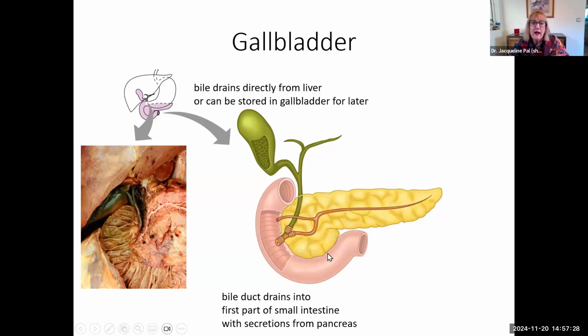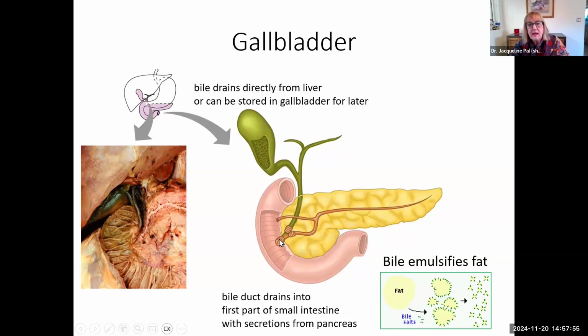And so this is another reason why you needed to know that first portion of the small intestine, the duodenum, because tucked in there, that is where the bile duct will enter. And notice the bile duct enters along with the duct containing secretions from the pancreas. They join at the same time, and that's crucial.